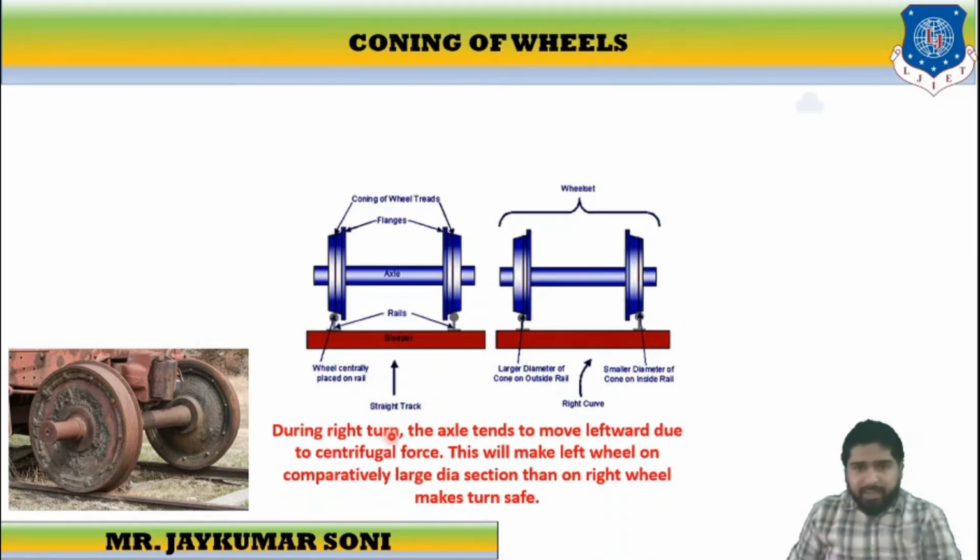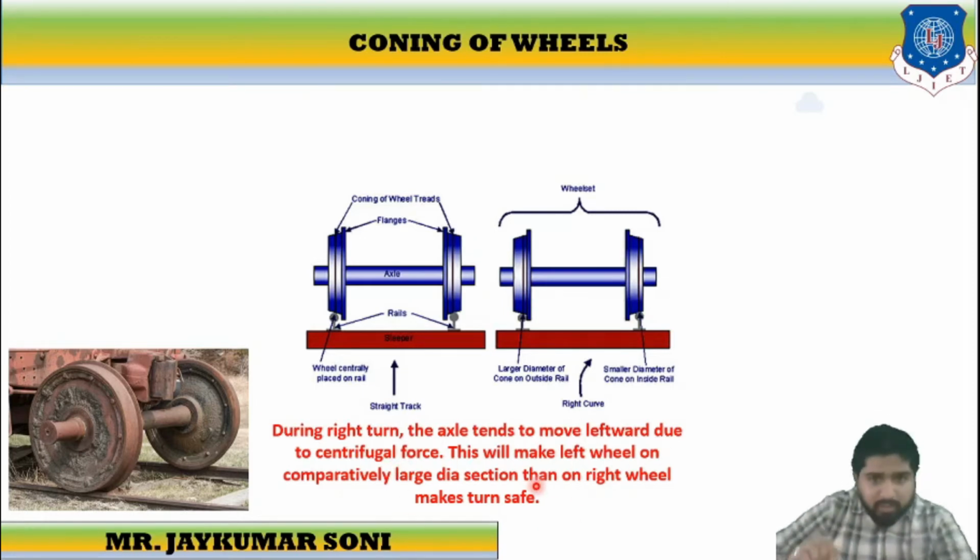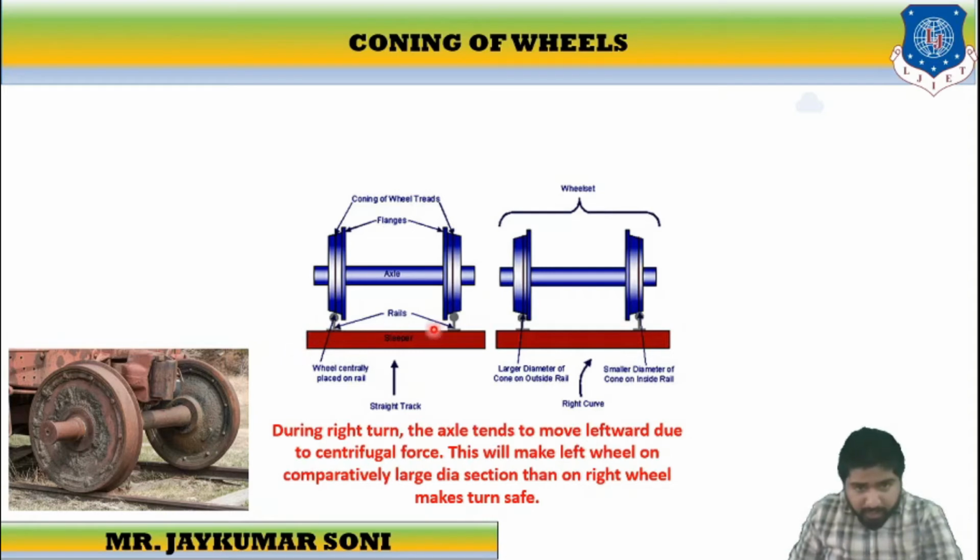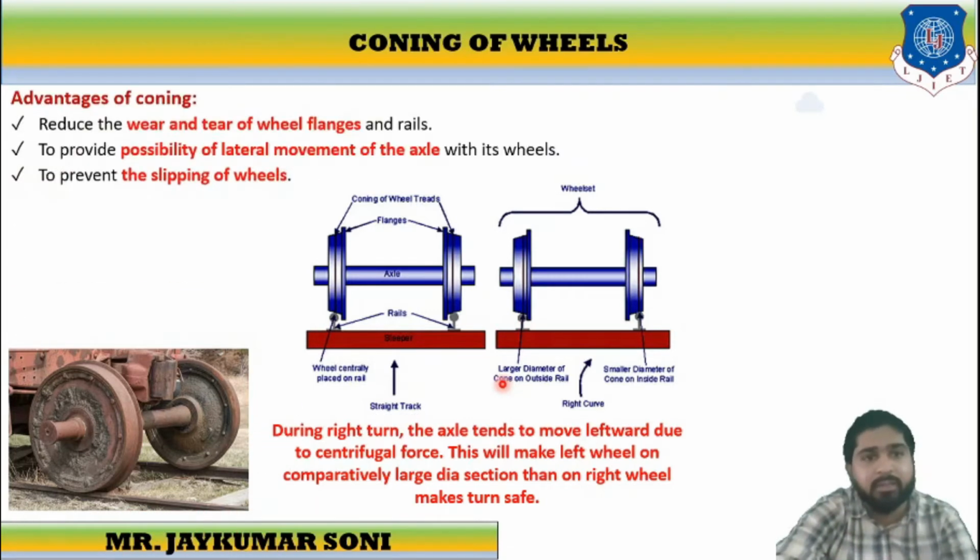Now during a right turn, what will happen? The axle will tend to move leftward due to the centrifugal force and it will make the left wheel run on a comparatively larger diameter section than the right wheel, which makes the turn. So this particular spacing is given. See, this space is covered over here. You can observe the space, and the space is reduced. So this is how it will take place.